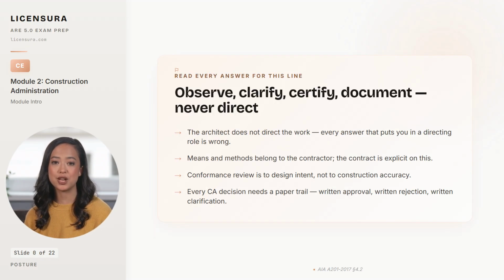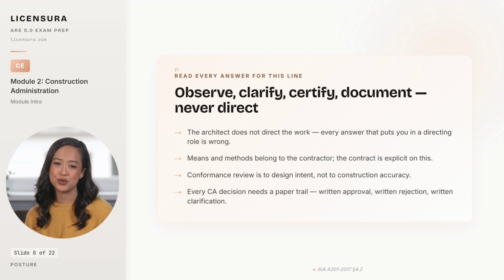Four things to anchor before we begin. First, the architect does not direct the work. Every exam answer that puts the architect in a directing role, telling a sub how to install something, telling a superintendent how to sequence, is wrong, even when the answer sounds helpful. Second, means and methods belong to the contractor. The AIA contract is explicit, and the exam writes from the explicit language.